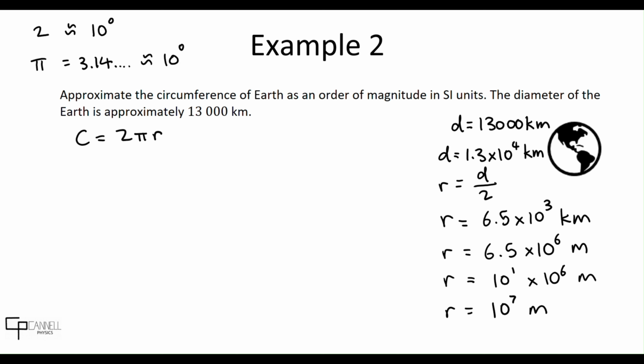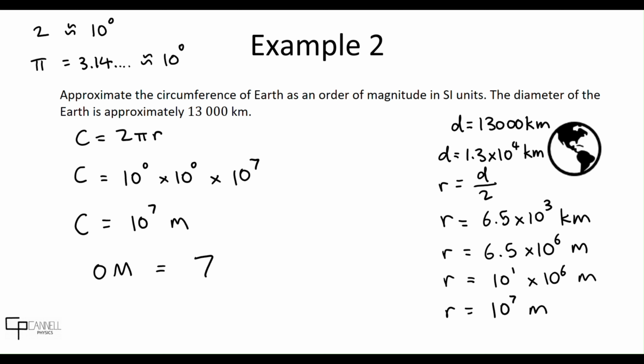So now we can put all of these powers of 10, 2, pi, and radius into our circumference formula. So substituting gives us this. And using index laws, we have 10 to the power of 7 meters. So the order of magnitude is equal to 7.